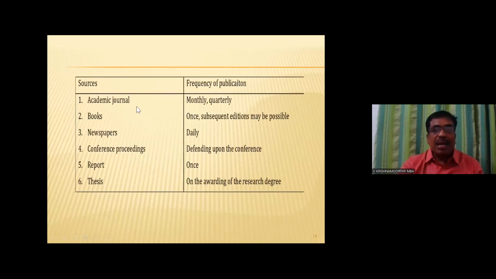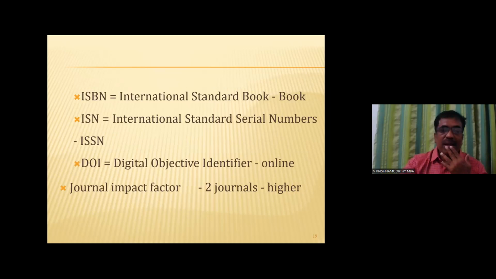Okay. Let's take academic journals. Normally, if you would like to collect review of literature from an academic journal, they might publish research articles monthly or quarterly. Books are probably published once a year. Sometimes, if it is a newspaper, we can get the information daily. Conference proceedings, depending upon the conference, are released once a year. Theses are probably on awarding the research degree. So these are the various sources.